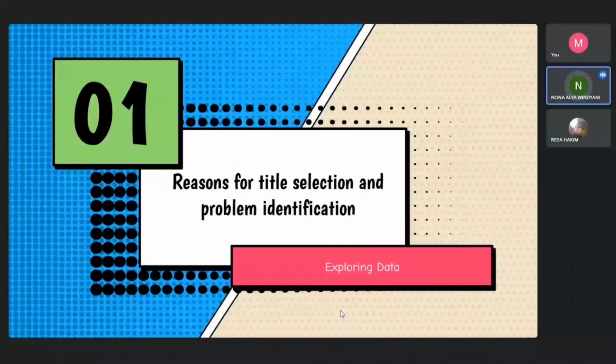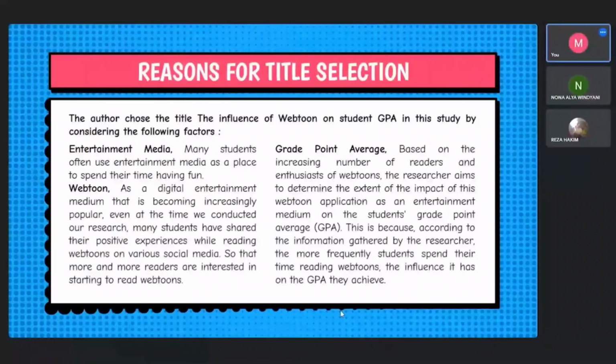Reasons for title selection and also problem identification, aka exploring data. So the reason for this title selection is that the author chose the title of the influence of Webtoon on student GPA in this study by considering the following factors. The first one is entertainment media.